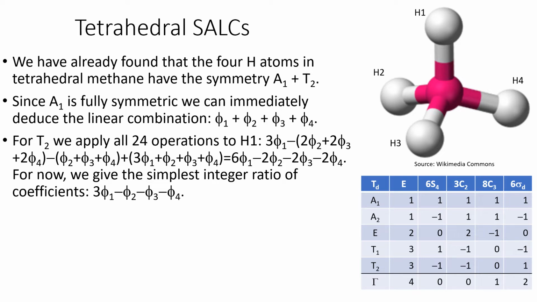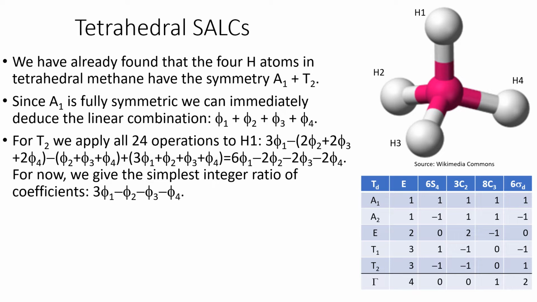And depending on which of the 3 mirrors it is, it's going to get reflected onto one of the other atoms, H2, H3, and H4. And that's why in the bracket there, we've got 3, 5, 1, plus 5, 2, plus 5, 3, plus 5, 4. So we've worked out the result of all 24 operations, starting off with hydrogen 1, or the wave function phi 1, for the orbital on hydrogen 1.